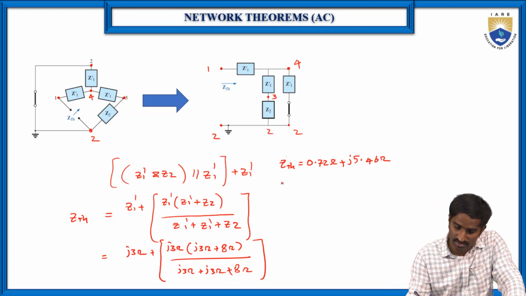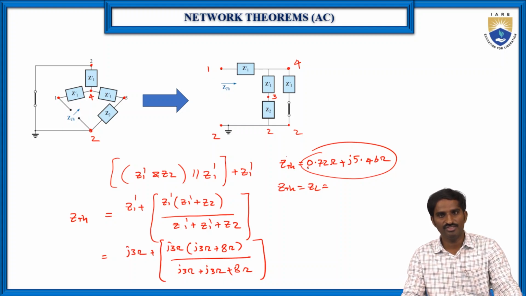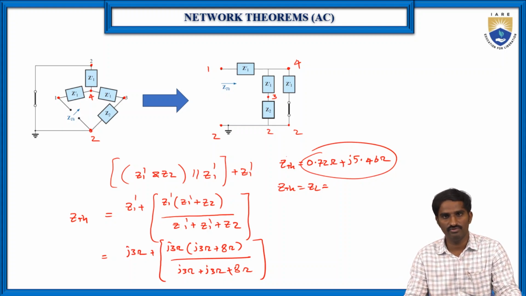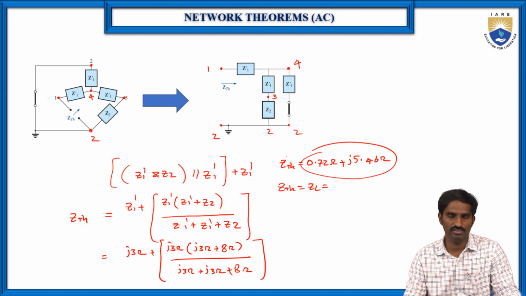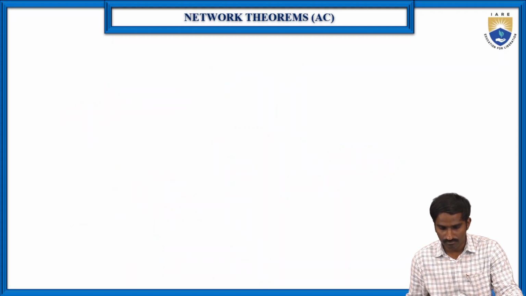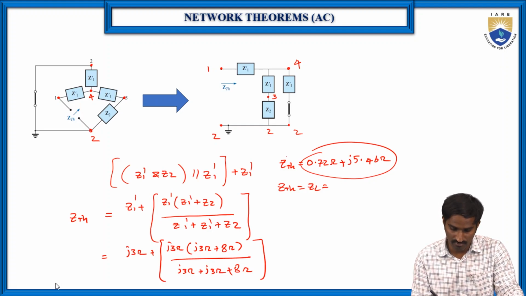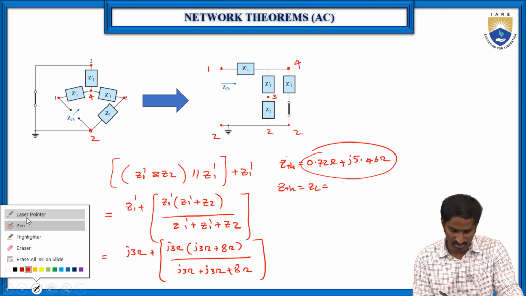So here the Z Thevenin is nothing but the ZL, because in the given problem they have mentioned that the maximum power is delivered to this load impedance. So the condition to deliver the maximum power is ZL equal to Z Thevenin, right? Now we are going to find V Thevenin. So let me write here V Thevenin.